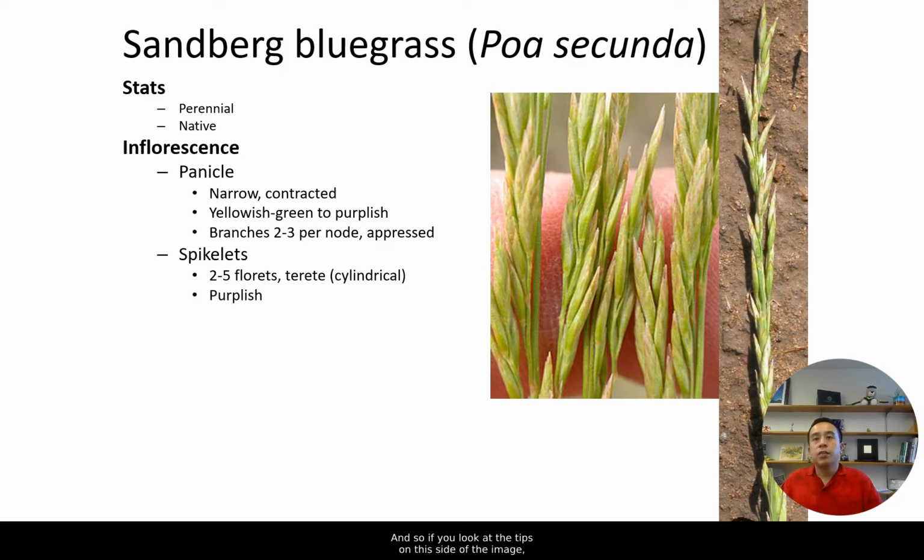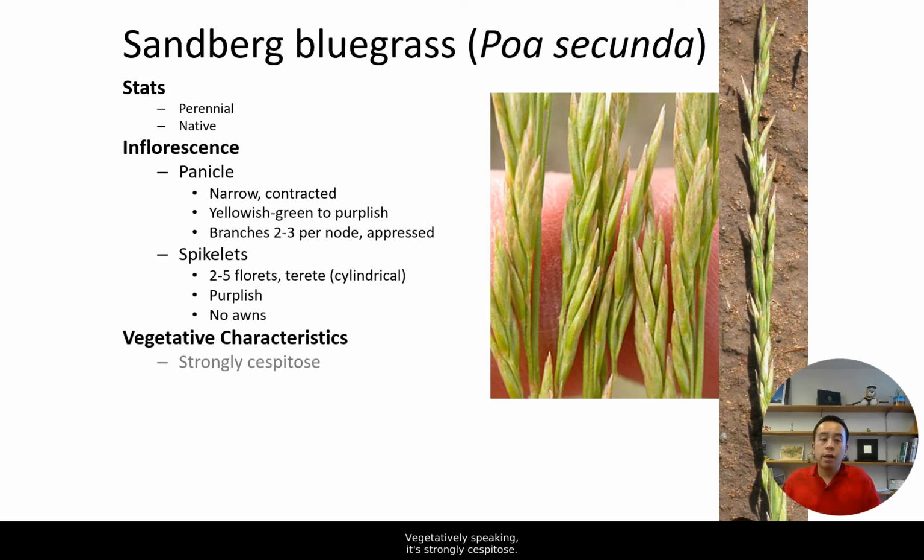The spikelets often can have a purplish color, and so if you look at the tips on this side of the image, you can again see kind of the purplish tips on those florets. And again, because it's a Poa, it doesn't have any awns. Vegetatively speaking, it's strongly cespitose. So again, that means it is a bunch grass, and the leaves are mostly basal, which again means they're growing out of the ground, out of where the roots are growing, and it's not coming up out of a culm where a leaf blade might meet the sheath, for example.